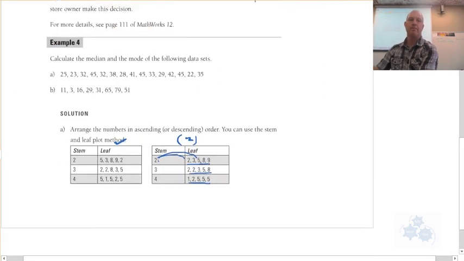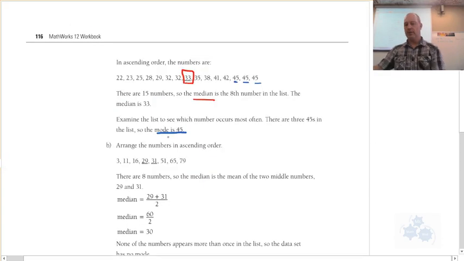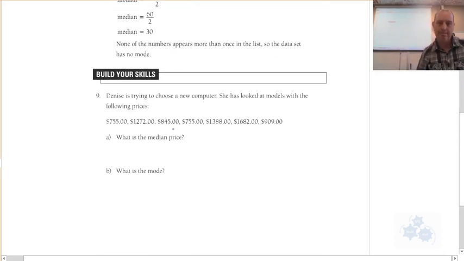Alright? And the same can be done for the second set. So let's do an example together. Now you can look back to these examples. Okay? So what is the median price? All right, well, is this in order, ascending order?